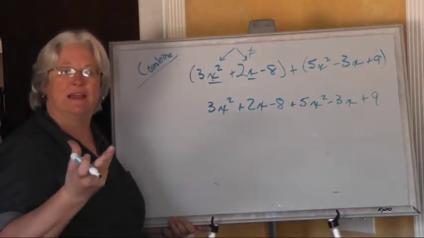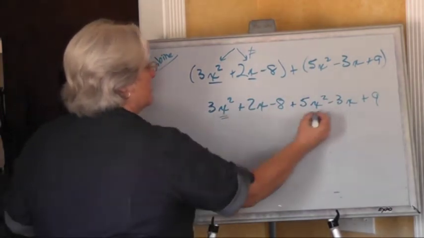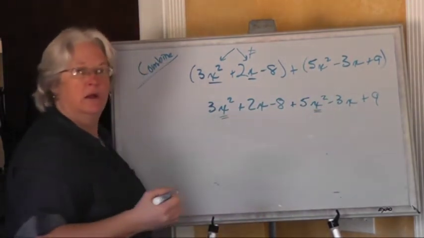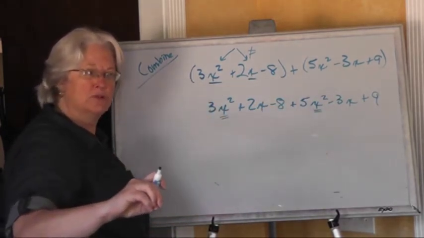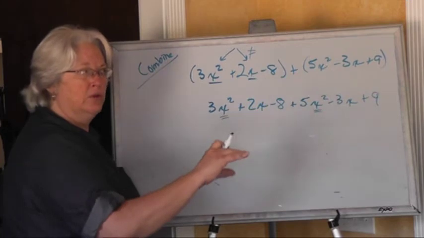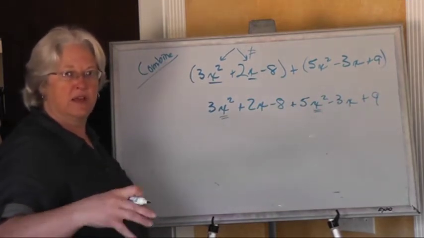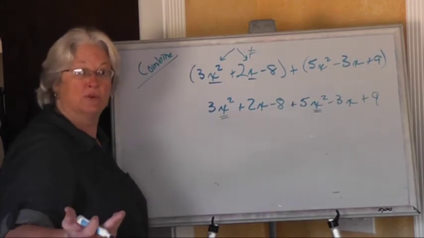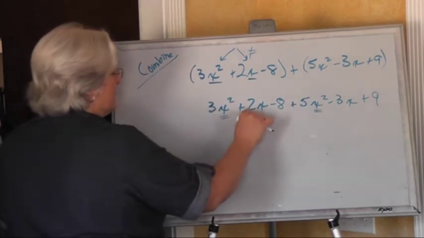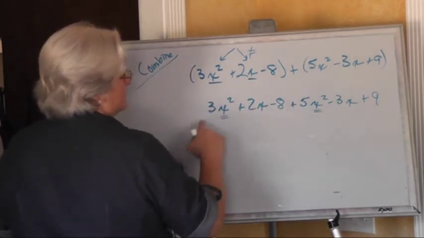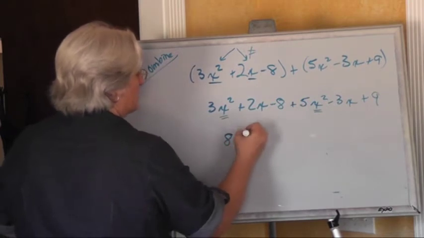Now we can look at this expression here and combine like terms. See, we've got an x squared and an x squared. The way you combine like terms, just as if you have 2 apples plus 4 apples, you don't come up with 2 plus 4 is 6 apples squared. You just add these coefficients. 3 plus 5 is 8x squared.